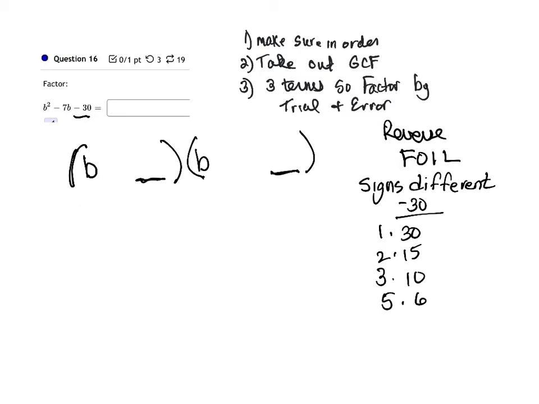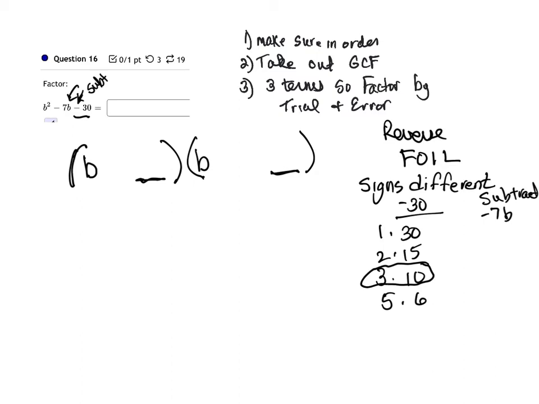So we want numbers that multiply to give us negative 30. Because this right here is a minus, that means we want to subtract to get that negative 7b. So we have to have ones that subtract to give us a negative 7b. Now notice I didn't put any signs here. I'm just looking at what will subtract to give me a 7. Well, that's a 3 and a 10, and you'll only have one set that will work.